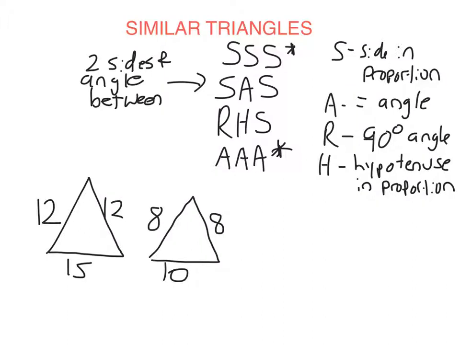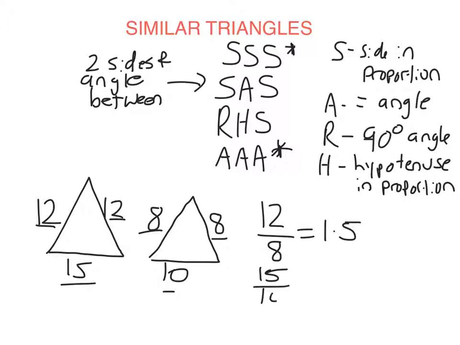Let's look at these 2 triangles here, and I want to know whether or not they're similar. Well, I've got information only about their sides, so I can look at the proportion of their sides. I know that 12 over 8, so this side divided by its corresponding side, is 1.5. Obviously, 12 over 8 is also 1.5. 15 divided by 10 is also 1.5. That means that each of these sides are in proportion 1.5. Each side in this triangle here is 1.5 times as long as its corresponding side in this triangle.